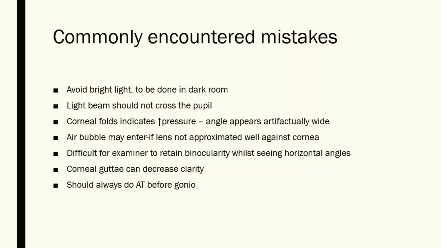Some commonly encountered mistakes: we should definitely avoid bright light. It should be done in a dark room. Care should be taken that the light beam must not cross the pupil. If you are seeing corneal folds, that means there is too much pressure on the eye, and you might see a closed angle as open. Whereas if you're not holding it with enough pressure, an air bubble might enter in between. When you're looking at extreme horizontal angles, it is difficult to retain binocularity. And you should always perform applanation tonometry before doing gonioscopy.